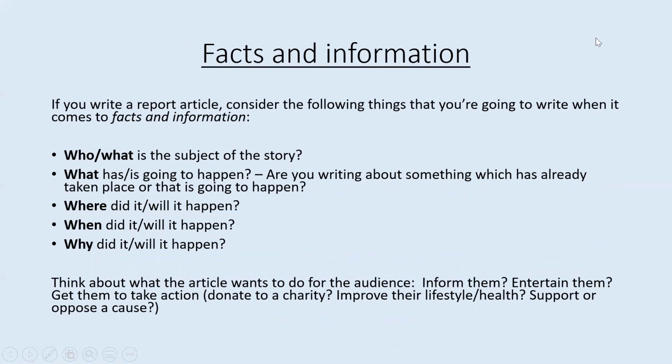So, use of facts and information. If you write a report article, consider the following things that you're going to write when it comes to including facts and information. Who or what is the subject of the story? What has or is going to happen? Are you writing about something which has already taken place or that is going to happen? Where did it or will it happen? When did it or will it happen? And why did it or will it happen?